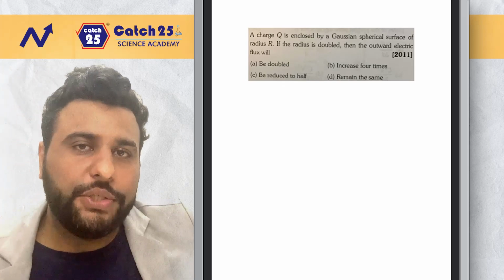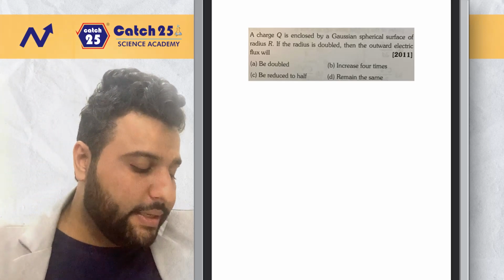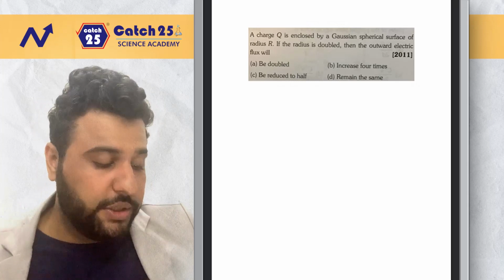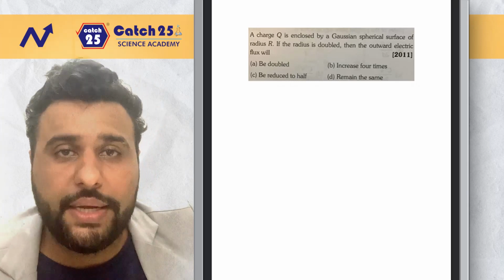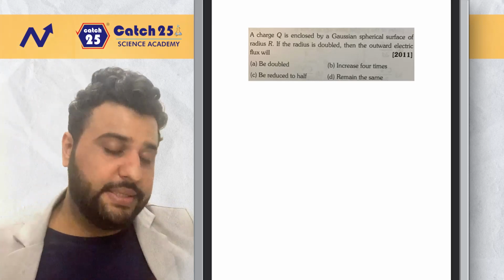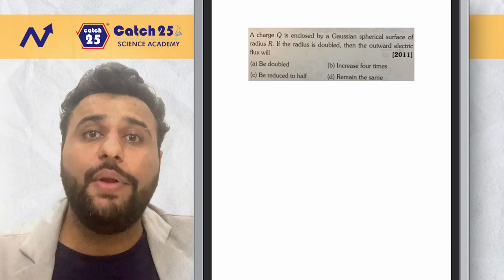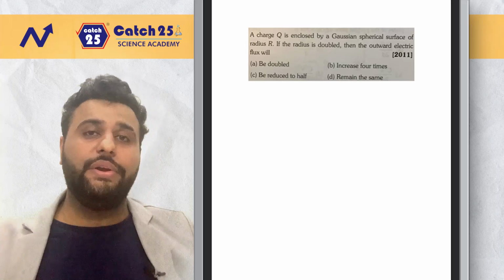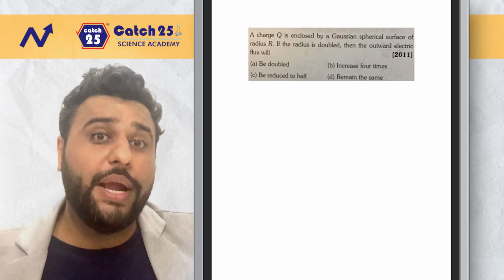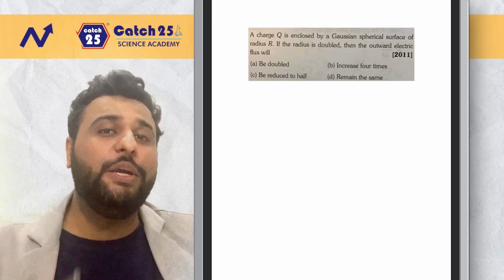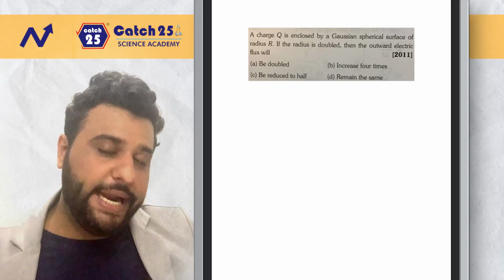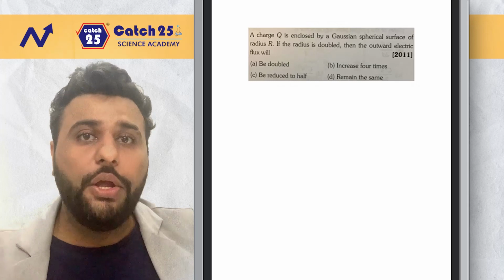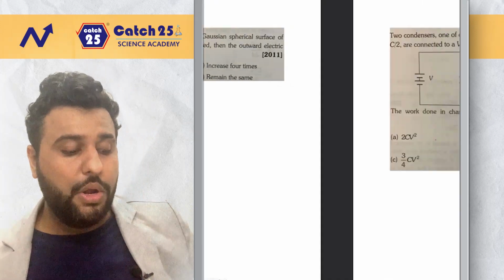Therefore, if you look at the question on the screen, you will notice that a charge Q is enclosed by a Gaussian surface. If the radius is double, then what happens to the electric flux? Answer is nothing. It remains the same. Option D, because our flux is independent of the radius. So with that logic, you can solve this question within 5 to 10 seconds. With that, you get advantage of time. By taking advantage of time in theory question, you can spend the same in your problem.